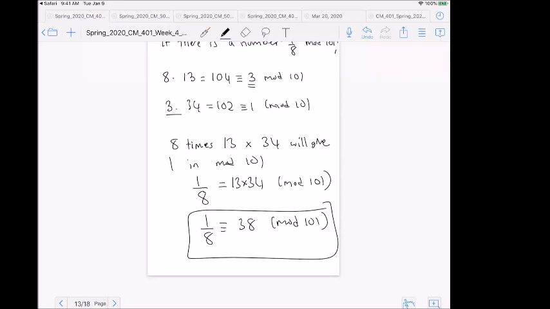1 over 3 equals 5 in mod 7, because we know that 3 times 5 is equivalent to 1 in mod 7, right? 3 times 5 is 15, and it leaves a remainder of 1 when you divide it by 7. So therefore, 1 over 3 is equivalent to 5 in mod 7. That's why. I hope that makes sense.